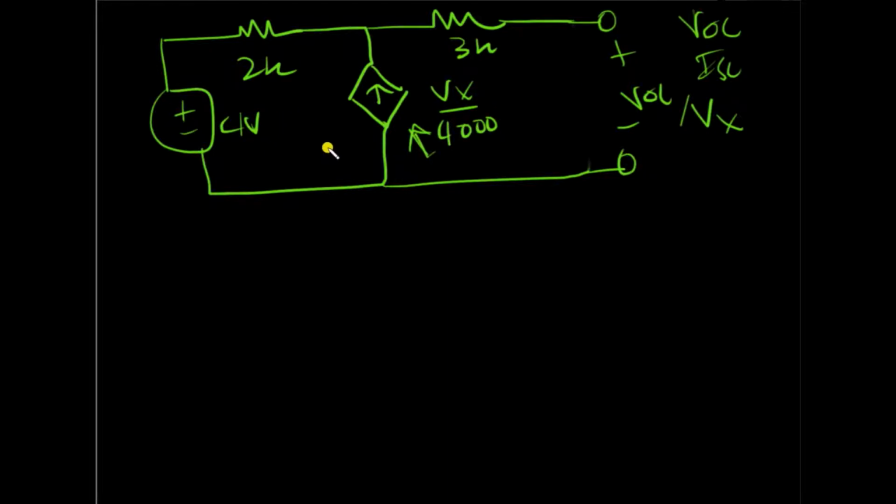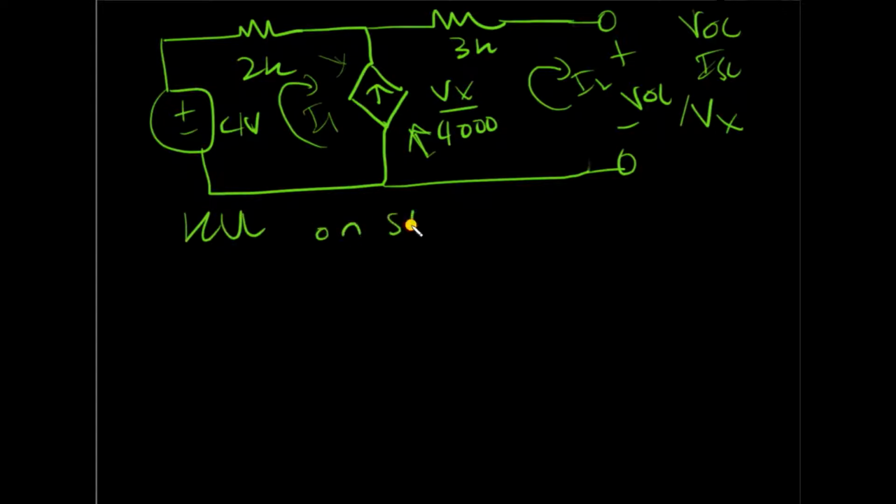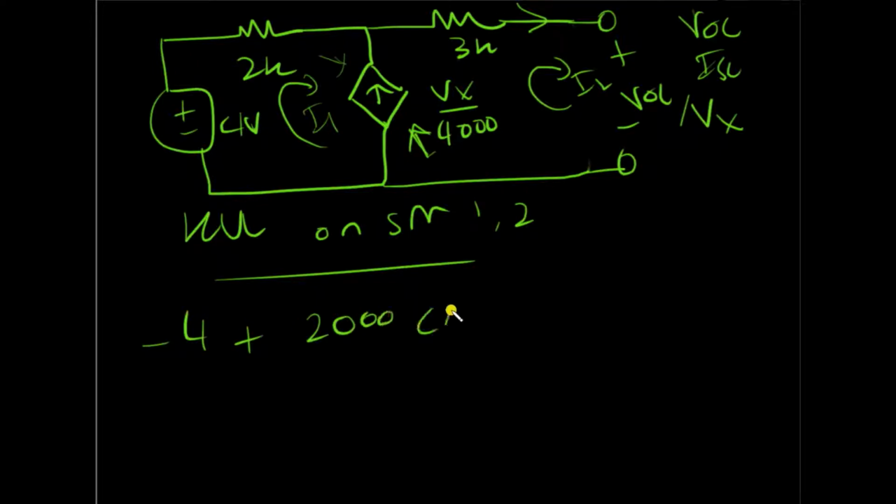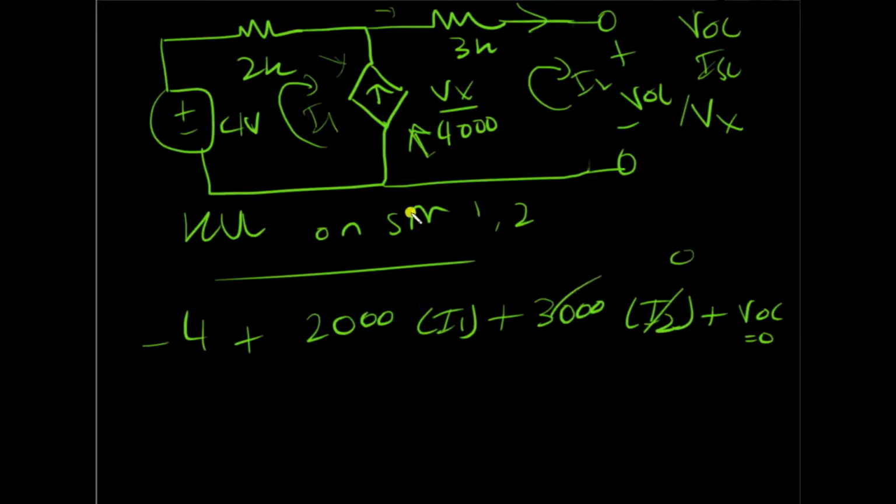So let's just apply the mesh analysis. There are two meshes, I1 and I2, and clearly there's a current source, so there would be a super mesh. So KVL on SM12. Also I2 is 0, so this is something you need to know. So let's just apply the KVL. So -4 plus 2000 I1, and I move here, so there is plus 3000 I2, which is 0, plus VOC is equal to 0. So this is 0, so this will just disappear.